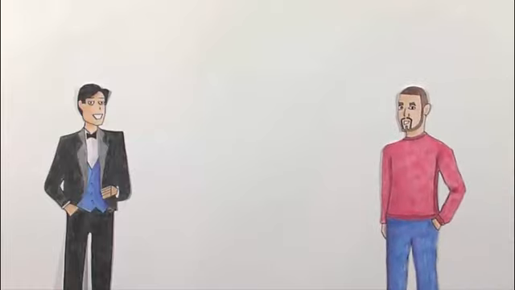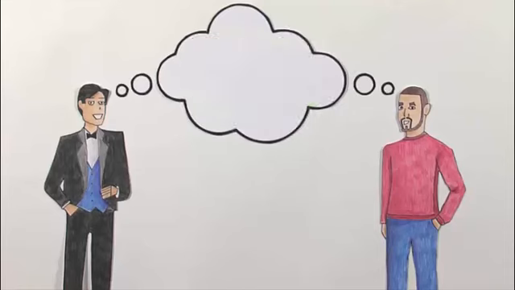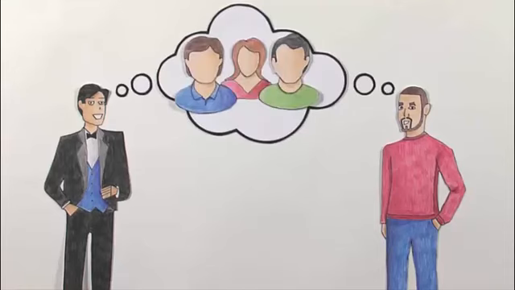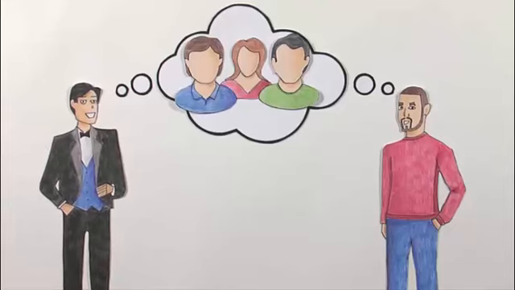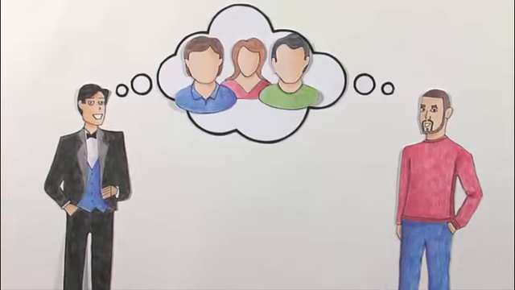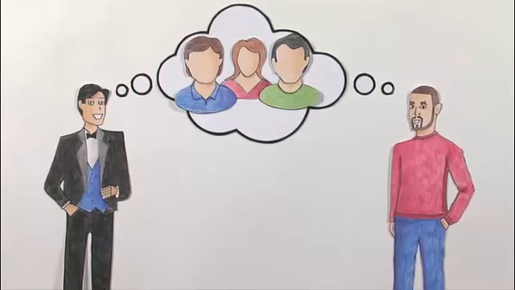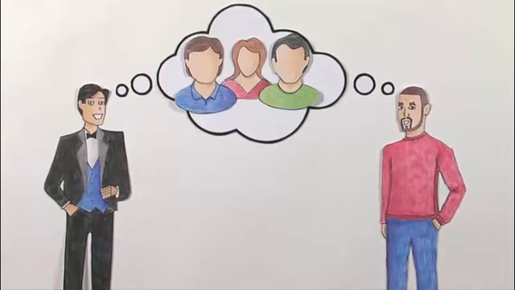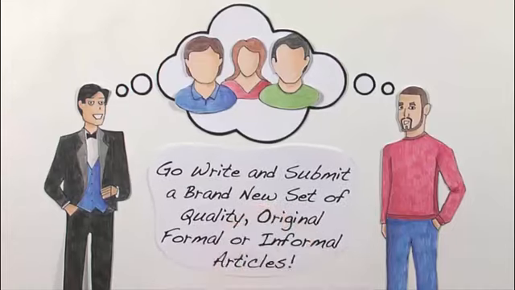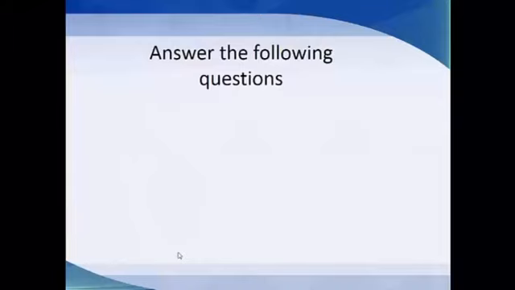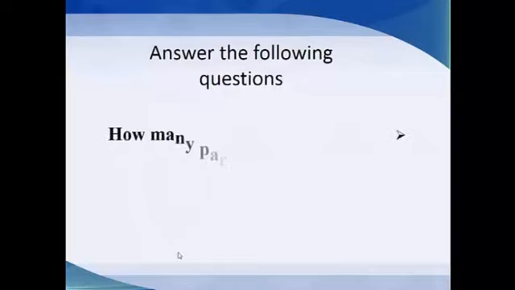As you can see, each style has its own merits, but their usage depends on the tone you're trying to set. Think about your audience and the topic of your article. Adopt a formal style when you're taking on a more serious, objective topic, and write informally when you're comfortable and familiar with your readers. In the end, you have to make the decision of which style of writing is best for your articles. It's in your hands now, so go write and submit a brand new set of quality, original, formal, or informal articles. Now, after watching this video, try to answer the following questions.